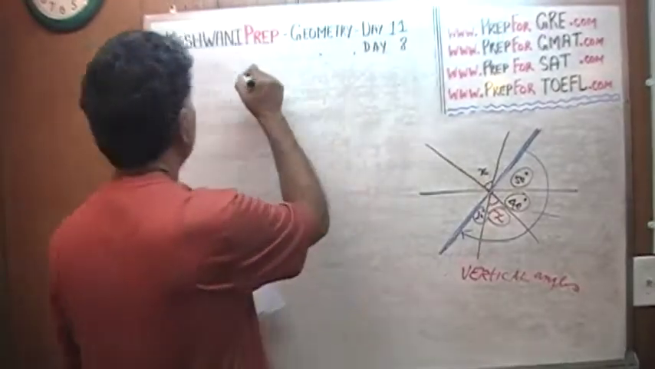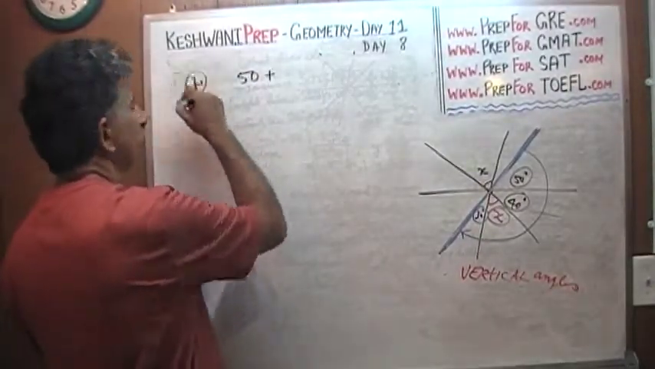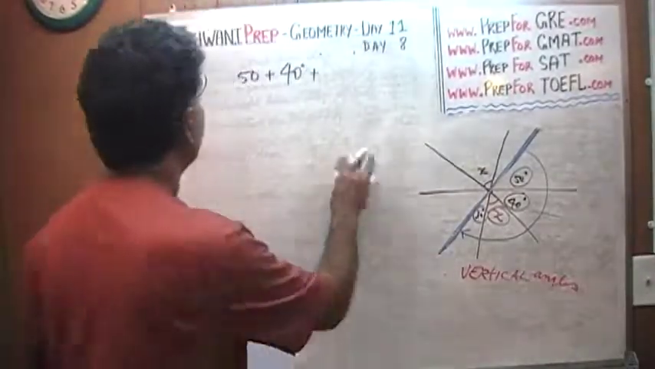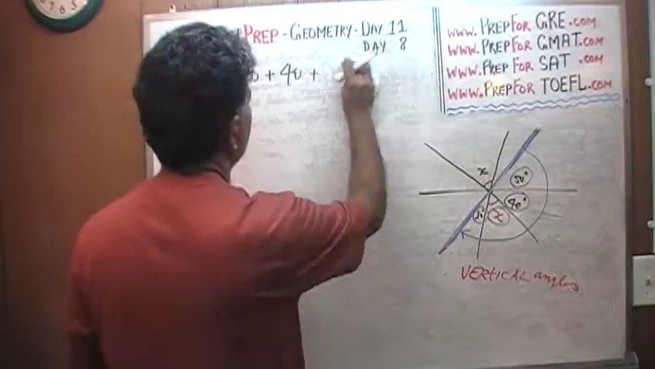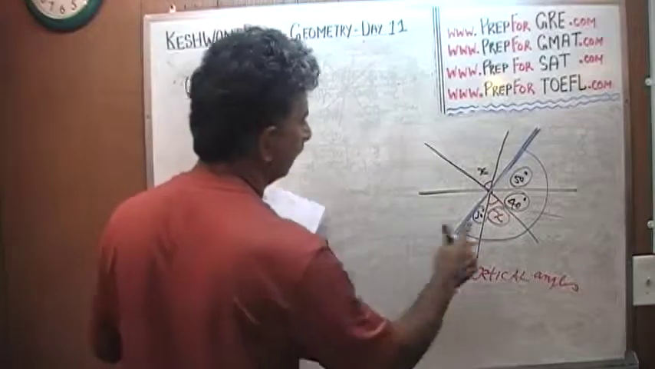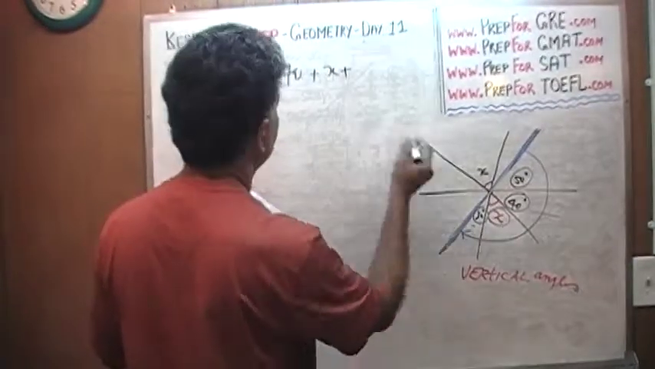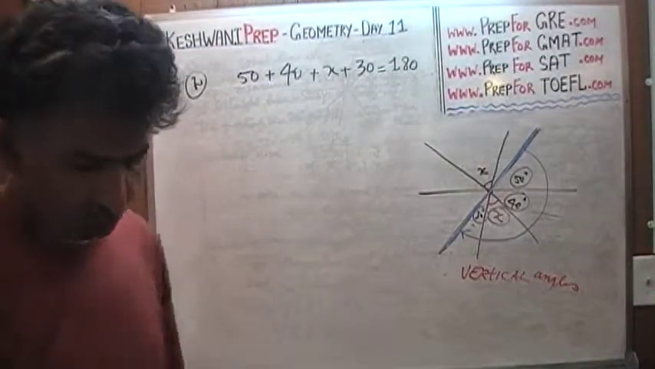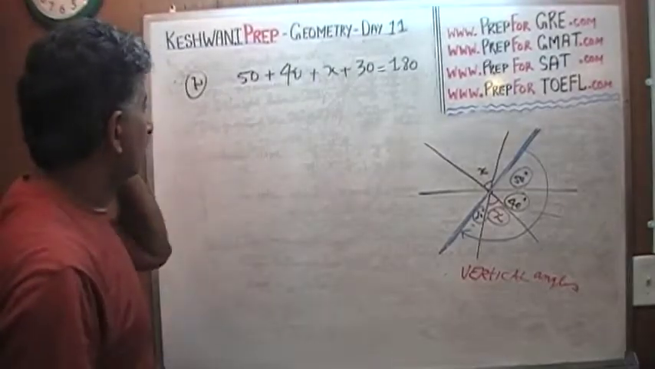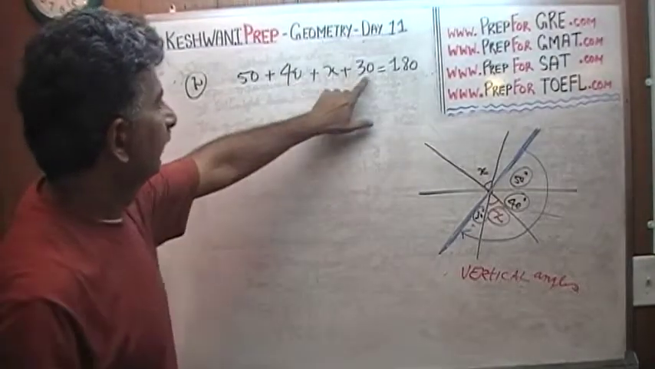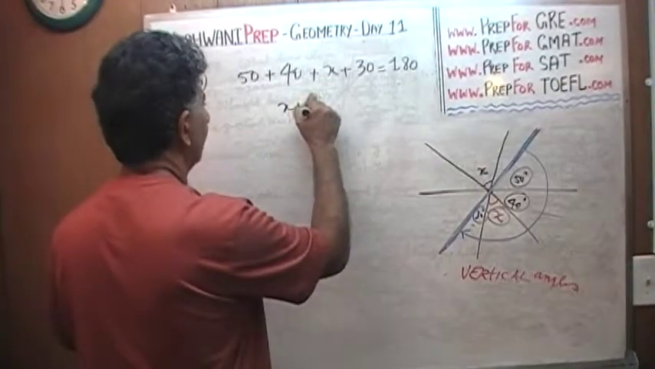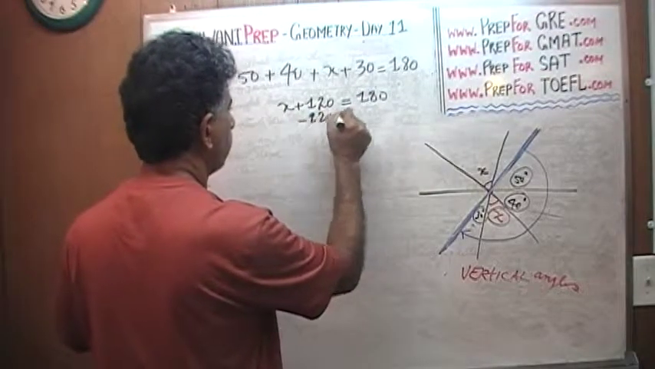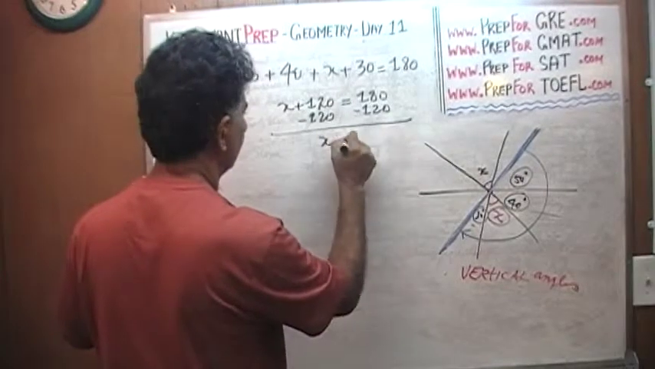Therefore, 50 plus 40 plus x plus the 30 must equal 180. There you go. And all you have to do now is to solve for x. That's all. So 50 plus 40 is 90, plus 30 is 120. So we are told that x plus 120 equals 180. Subtract 120 from both sides, and your x would equal 60 degrees.